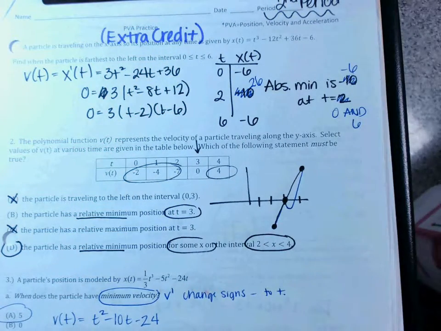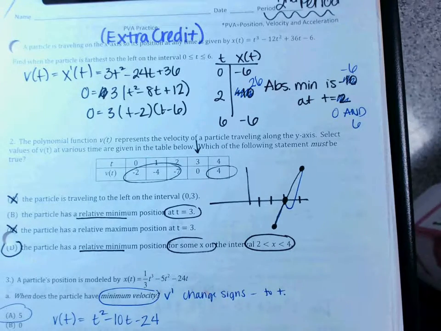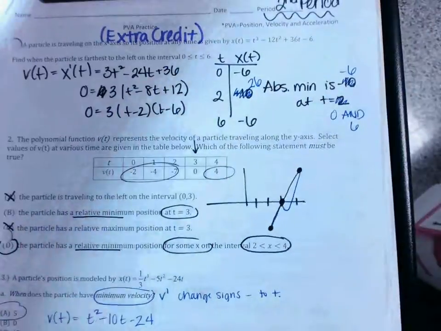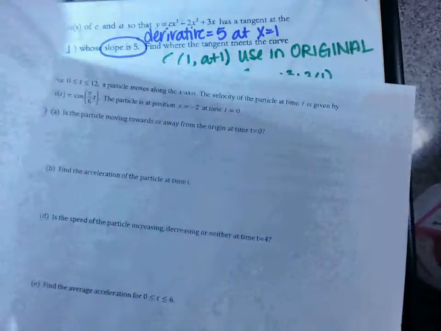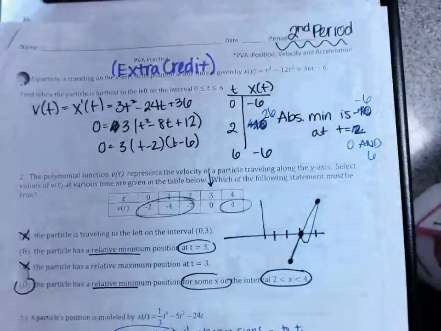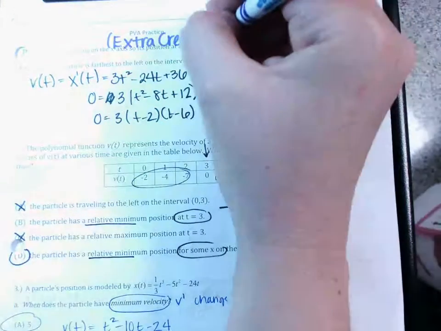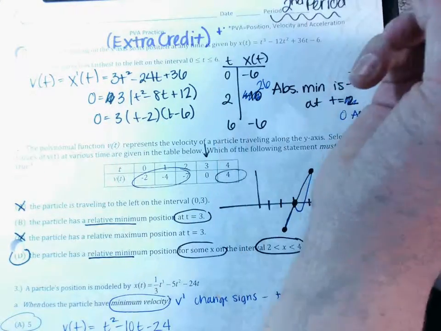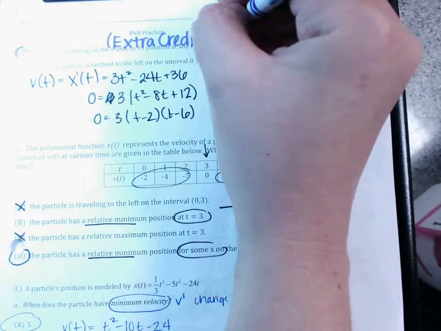Where should I add it? Okay, it's kind of long. So I'm going to add it to your exam grade. We'll do 7.